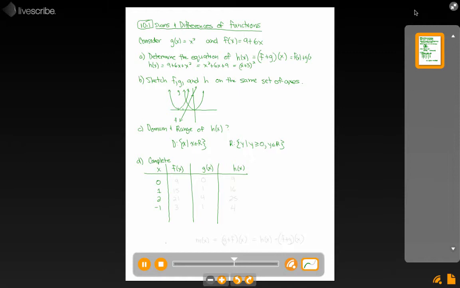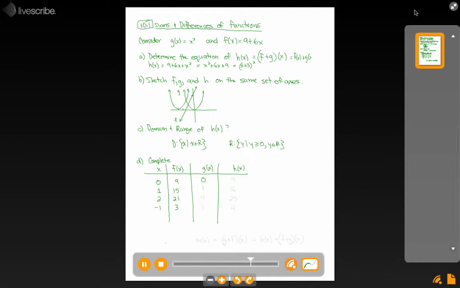Now, the table here is maybe a good introductory way of looking at these sum functions. If I put 0 into the regular f of x function, I get a value of 9. If I put 1 into f of x, I get 9 plus 6, which is 15. If I put in 2, I get 9 plus 12, which is 21. And if I put in negative 1, 9 plus negative 6 is 3. Those points themselves are not particularly interesting. You connect the dots and you get a straight line that has a slope of 6 and a y-intercept of 9. Now g of x, again, is by itself just a plain old parabola that we've seen many times before.